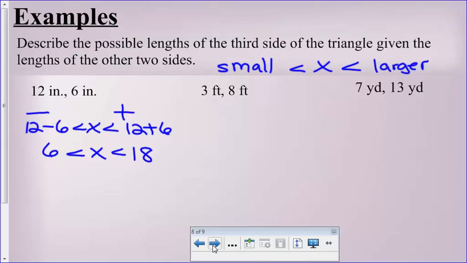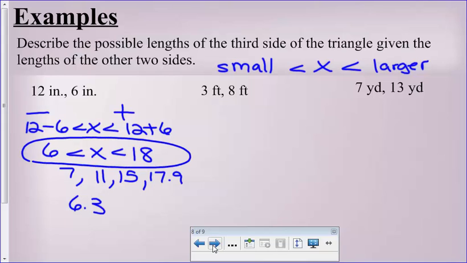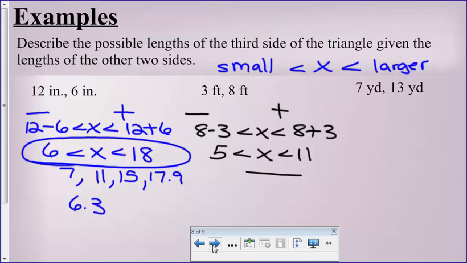So I could pick numbers like 7, 11, 15, 17.9, or 6.3. Those could all be side lengths of my third side, but your answer is this range right here. I'll do one more with you and see if you can try the third one on your own. So we're going to subtract, and then add. 8 minus 3 is less than x, which is less than 8 plus 3. So I get 5 is less than x, which is less than 11.